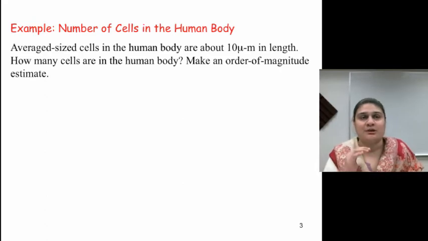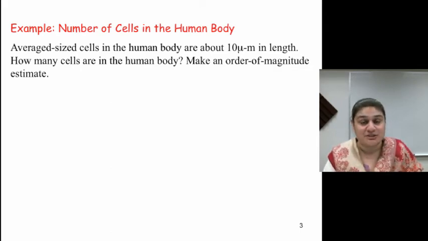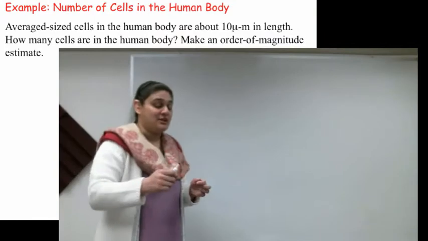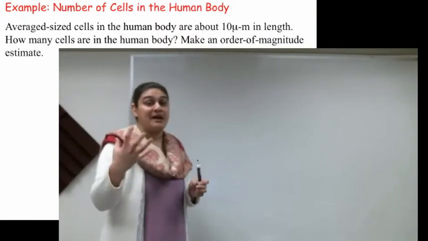So a really good example that we can look at is we can approximate the number of cells in the human body. Average size cells in a human body are about 10 micrometers in length. How many cells are there in the human body? Make an order of magnitude estimation. It's a very good example when we're talking about the human body. This may seem like a very daunting task, but we can do an order of magnitude estimate.